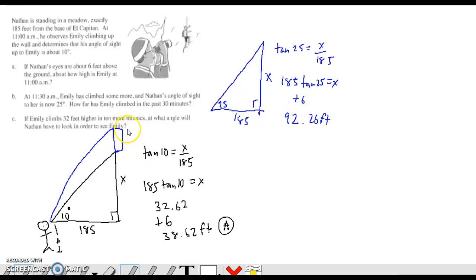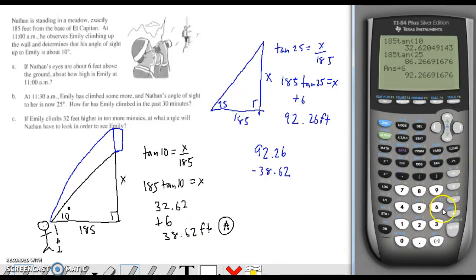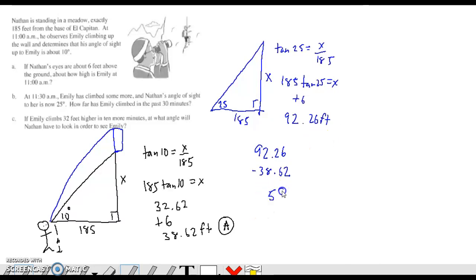So the 92 is from here all the way to the bottom. The 38 is from here all the way to the bottom. So what I want to do is find the difference between these two. So I'm going to say 92.26, and I'm going to subtract the 38.62 feet from that. So minus 38.62, and I will get 53.65 feet for B.